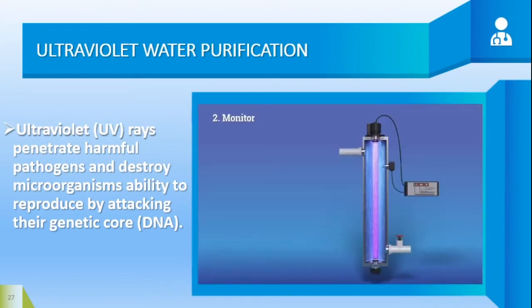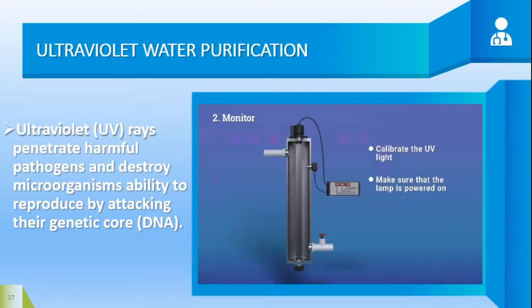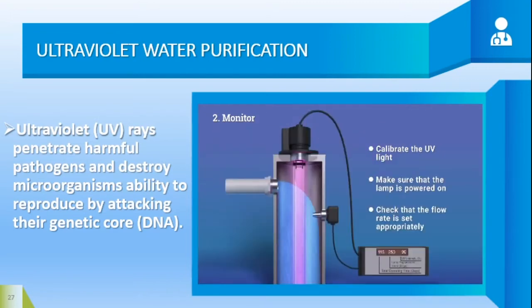Every time the system is operated, you will need to monitor it. You will want to make sure that the UV sensor is detecting adequate UV intensity through the water. This criteria will be established by the system manufacturer and is one reason why a sensor is important. Check to make sure the lamp is powered on and that the flow rate is set appropriately.